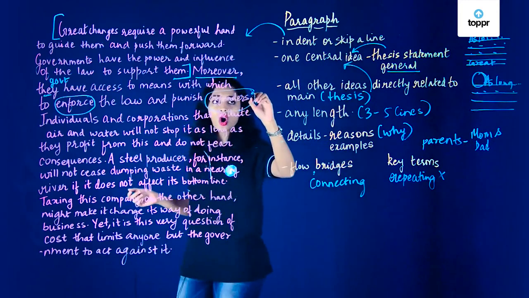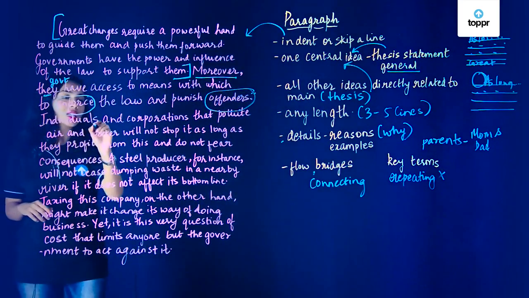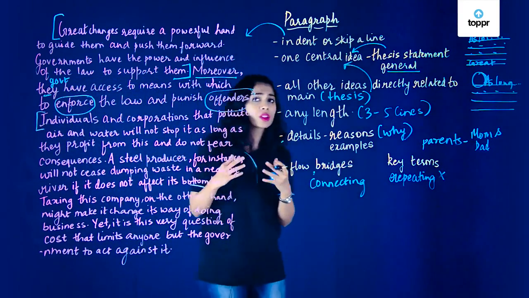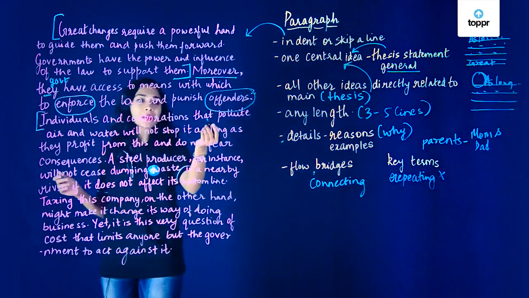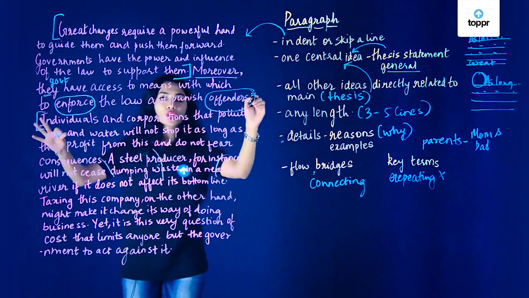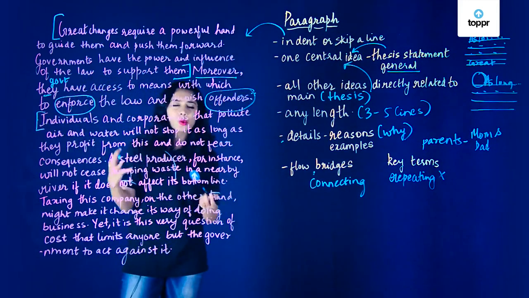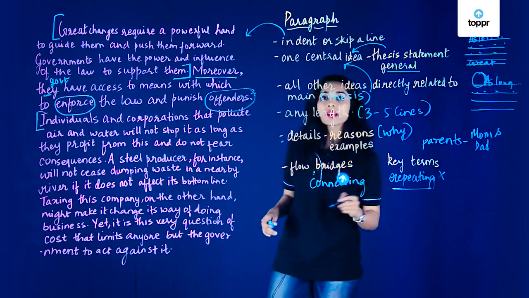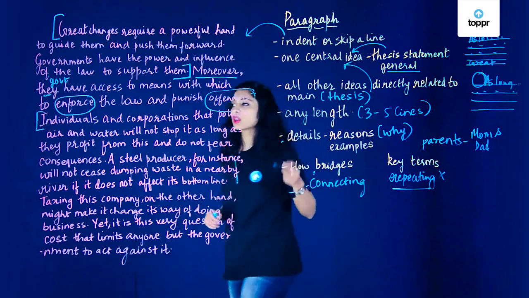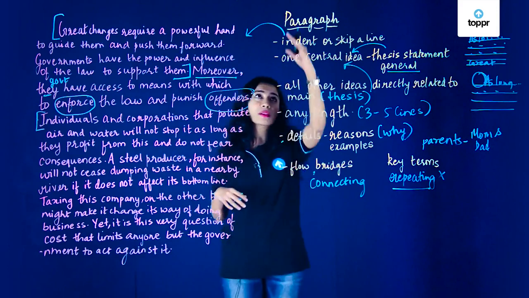So here, since I ended this particular sentence with offenders, I am starting the next sentence with individuals and corporations that pollute. So in a way, I have used a different term for offenders, that is individuals and corporations that pollute air and water. So we are talking about offenders. I just want you to see how I have connected offenders with individuals that pollute the environment. So here I am not repeating the keywords. I shouldn't say and punish offenders. Offenders that pollute air and water. So that's repetitive and that's not interesting. That's not how you all should write a paragraph.